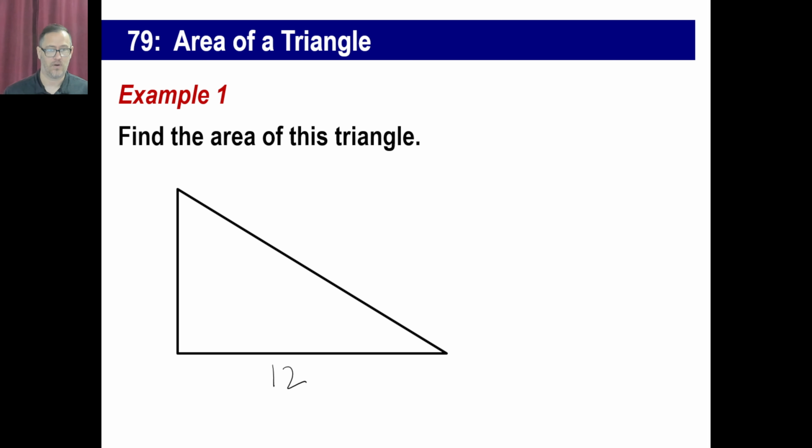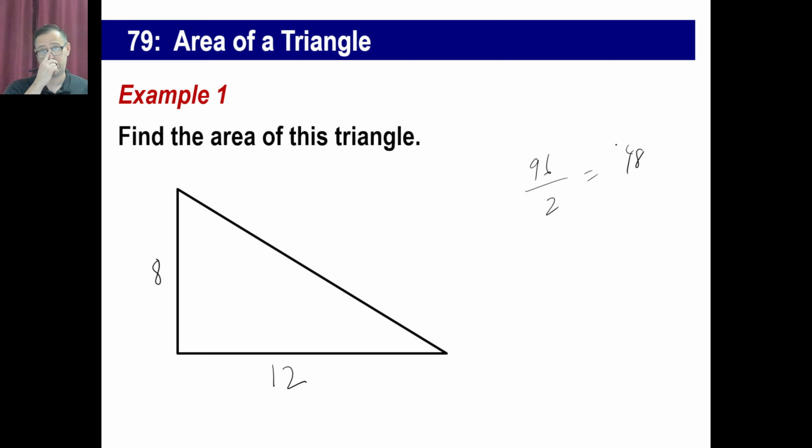You said 4? Okay, great. No, it's 8. Okay. All right. Well, if this were a rectangle, of course, this would be 8 times 12 or 96. But it's not a rectangle, it's a triangle. So you're going to need to divide that by 2. That's going to be 48.